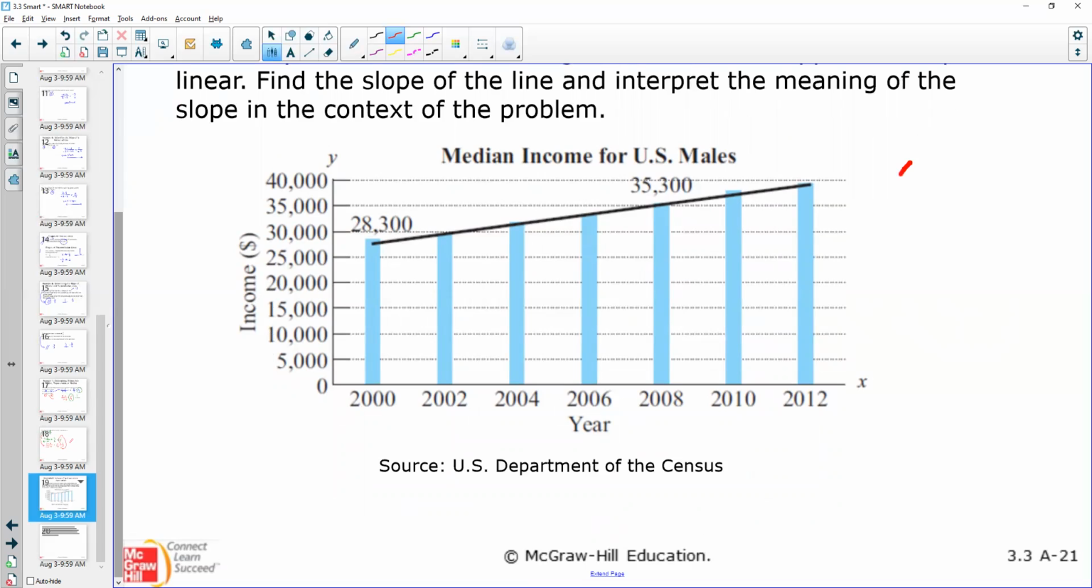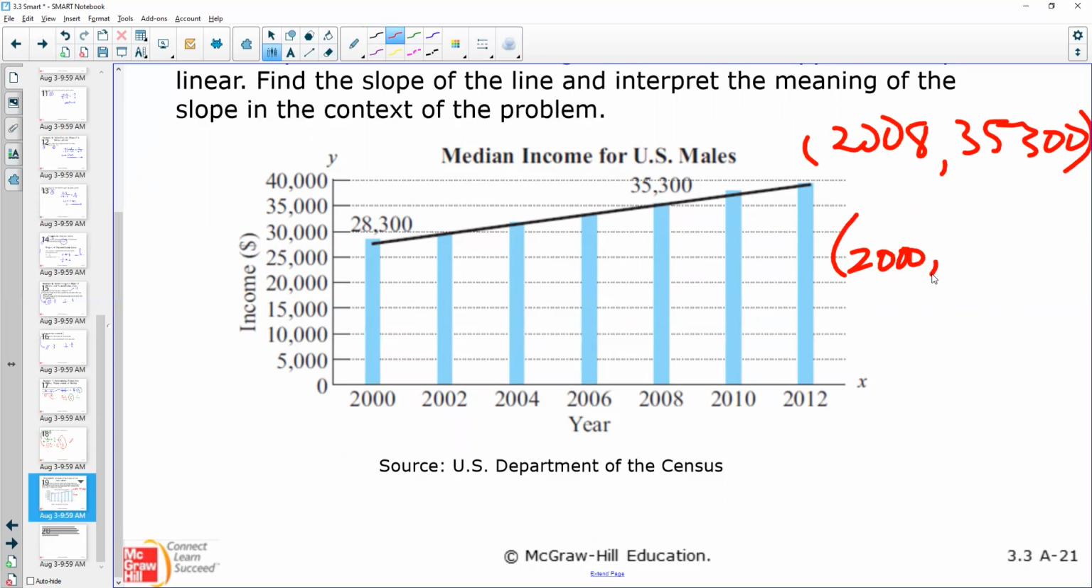So in 2008, the median income was $35,300. In 2000, it was $28,300. So let's see, let's make this point 1. Let's make this point 2. And we find the slope just like we would.